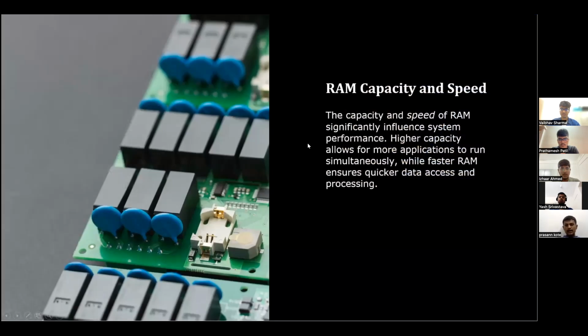The capacity and speed of RAM significantly influence system performance. Higher capacity allows for more applications to run simultaneously, while faster RAM ensures quicker data access and processing.